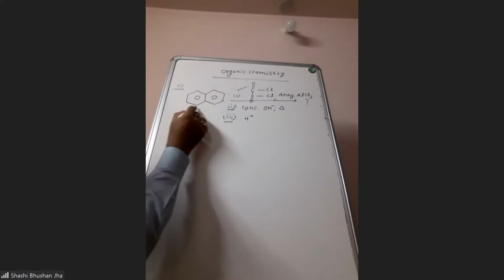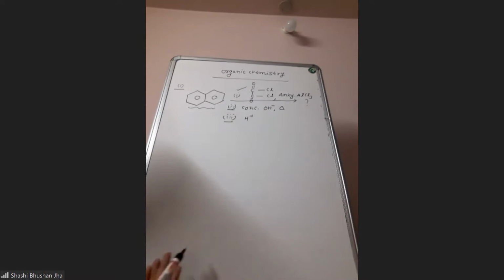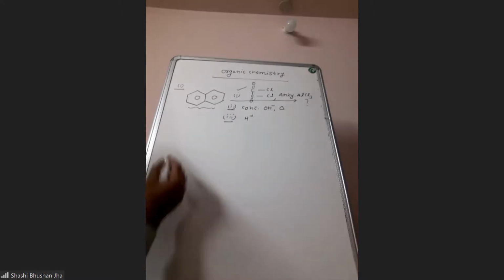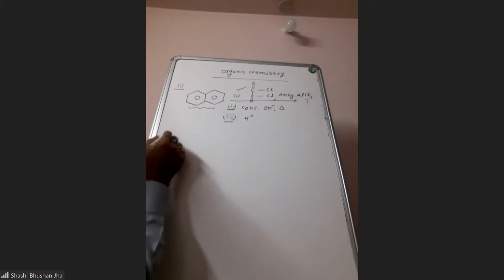Now this is naphthalene, and just a few days back, probably day before yesterday, I discussed the ES reaction on naphthalene. Where will the electrophile go? At the alpha position. Temperature is not mentioned, so we will take room temperature, and then the electrophile will go to the alpha position.